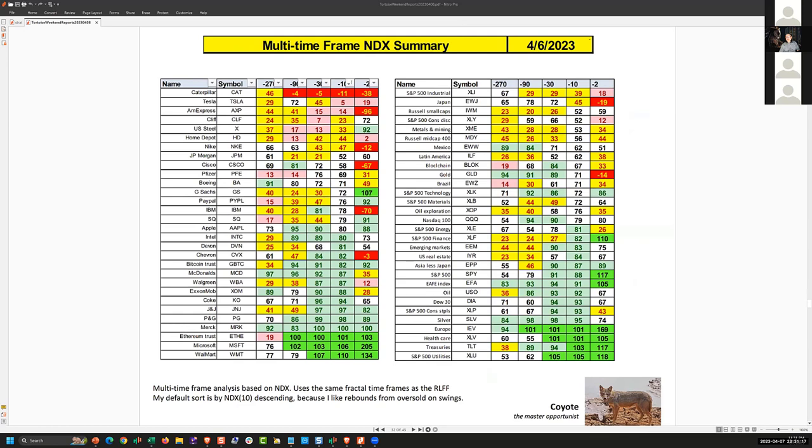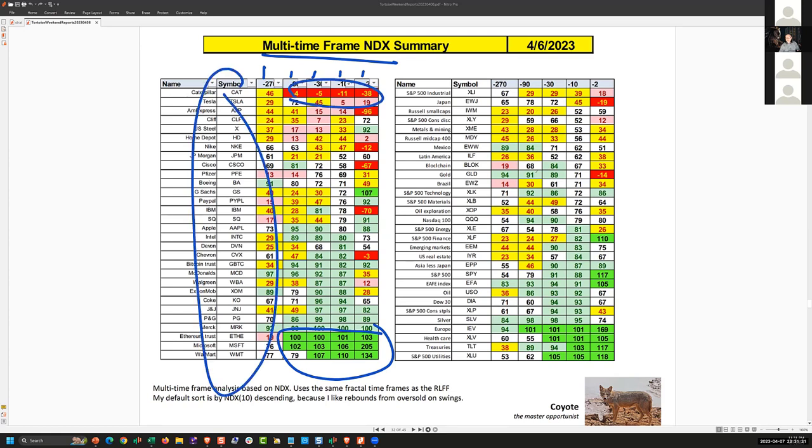This one is the multi-time frame NDX for 2-day, 10-day, 30-day, 90-day, 270-day look back using the color codes of breakouts, breakdowns for the Dow 30 targets. This gives you at a glance market conditions by leaders and losers. And this helps set me up as my little coyote for the master opportunist to find the things that are exceptionally good or bad. So that's a ready reference.